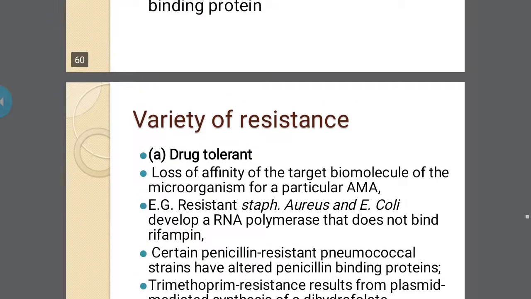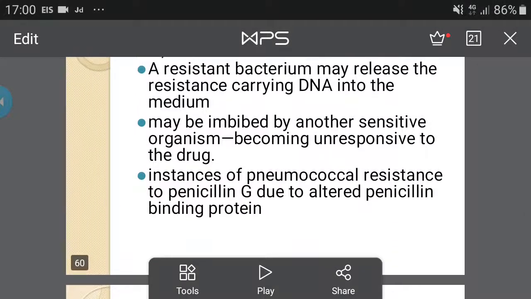Now, so far these are my questions. Number 1, penicillin can be combined with gentamicin, that is an aminoglycoside. True or false? If false, you have to answer with reason. True or false, with reason.